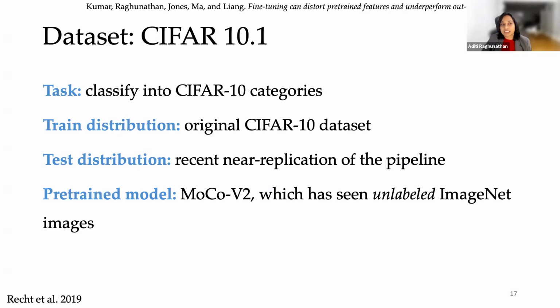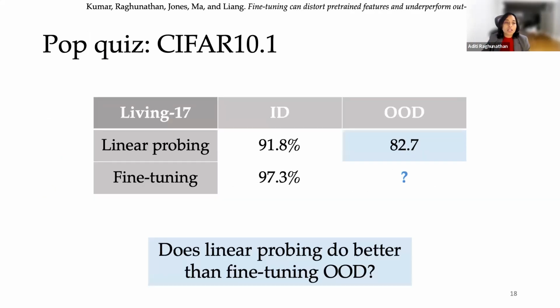Now we can repeat this exercise with a different distribution and a train and test split. Here we're talking about the CIFAR10 data set, and that's the training distribution where we do the fine-tuning, and the test distribution is a near replication of the pipeline, the CIFAR10.1 data set. We're again using a pre-trained model, which is MoCo from ImageNet images, which has, of course, seen more data than the train distribution. We've removed training from scratch because clearly both linear probing and fine-tuning are better than scratch, but let's see how the two compare to each other.